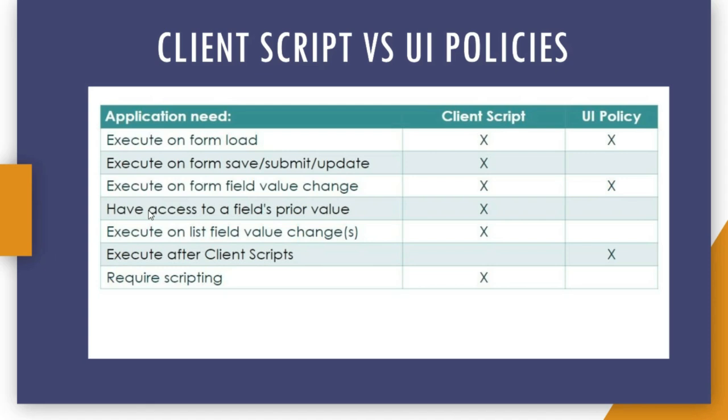Okay, have access to a field's prior value. So the old value can be accessed using client script. Execute on list field value change: this also happens only in client script, not in UI policy. Execute after client script: UI policy is definitely executed after client script. Require scripting: in client script it requires scripting, but in UI policy we can use both scripting as well as configuration.